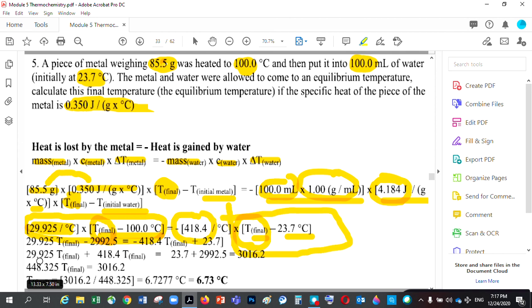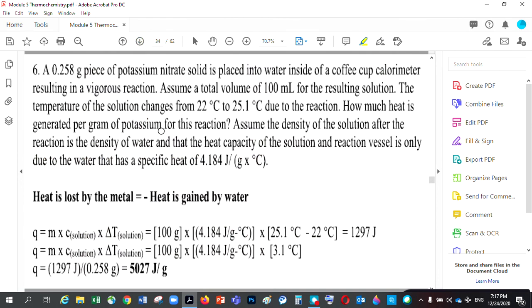So when we open the whole thing, look what we got. We get 29.925 T final plus 4.184 T final equal to 23.7 plus 2,992.5. So from this, you can calculate the T final. Just normal algebra here, and the T final will be 6.73. So not that much was risen, but it's about 7 degrees when you insert the metal inside H2O. So let's go further.